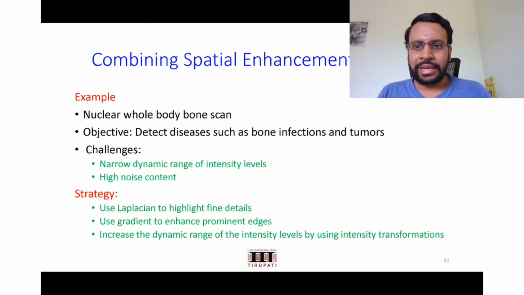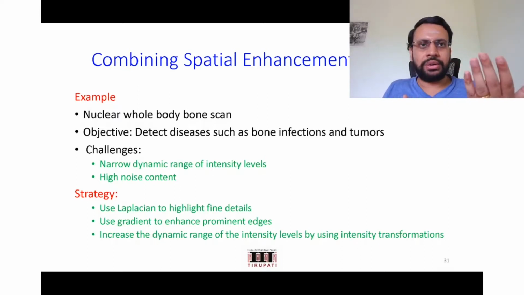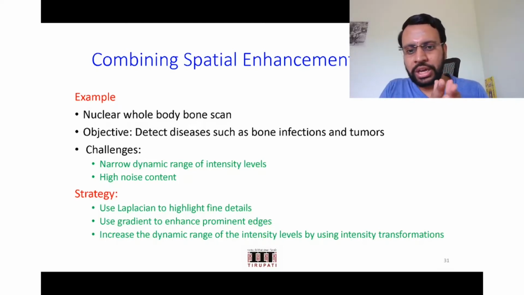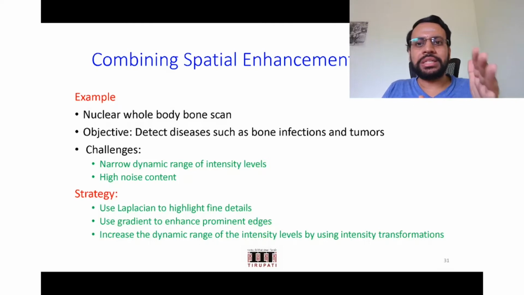This is now explained here using a whole body scan. Assume that this is a PET scan and you want to detect diseases such as bone infections and tumors. So essentially you want to highlight the bones in the entire image, so they have clear edges. For example, to find them when you are doing some Laplacian operation, you would like to increase that. What are the typical issues that you would get in the regular conventional way of the raw image that you would be getting out of your scanner? You will have in the first place a narrow dynamic range, and then the noise content is very high.